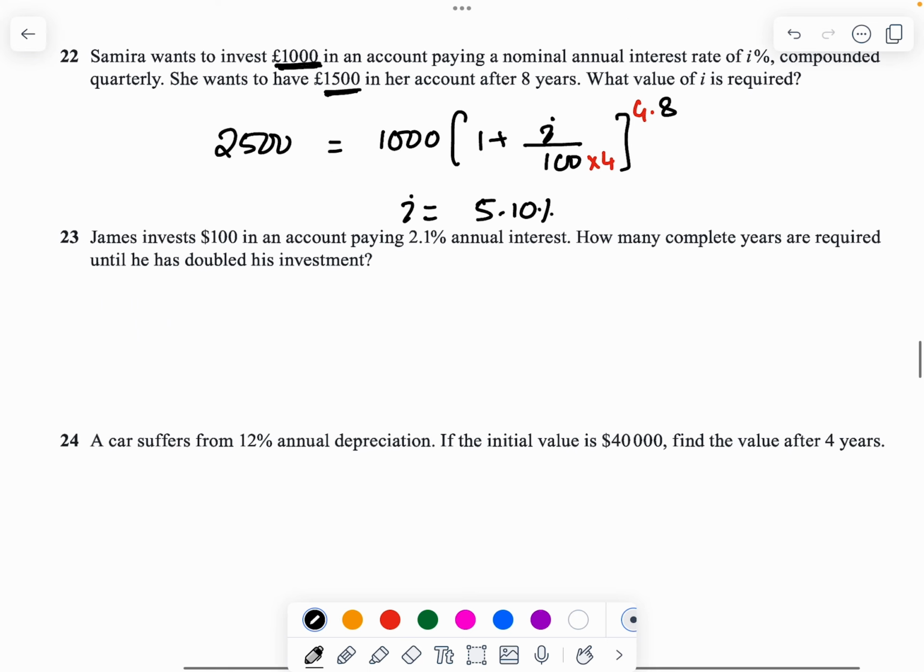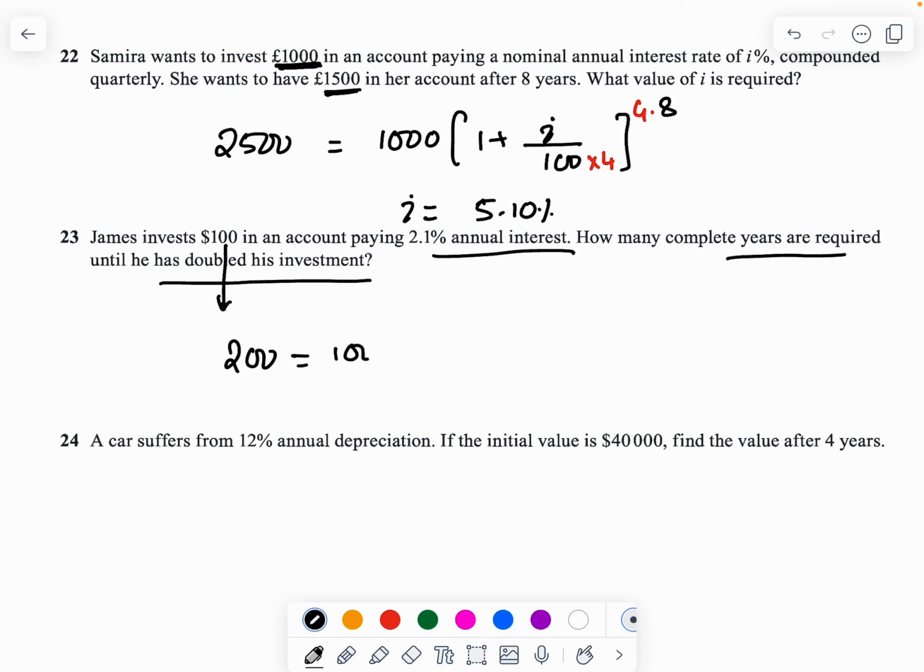James invests $100 in an account paying 2.1% annual interest. How many complete years are required for James to double his investment? Double his investment means he should be getting 200. He's starting with 100. 1 plus 2.5 divided by 100. And is it compounded annually only? That's also no need. Divided by time n. We don't know. So we have to calculate the value of n.